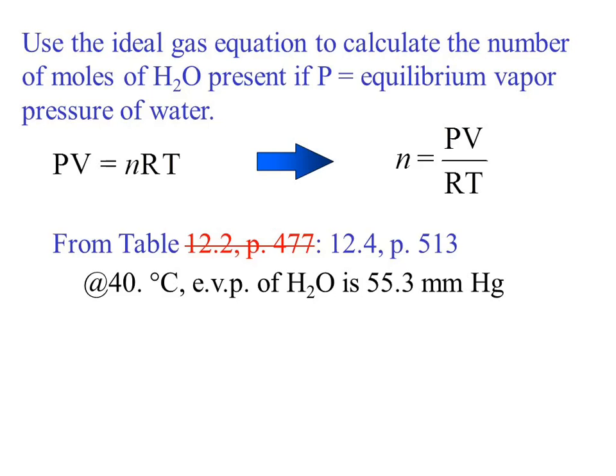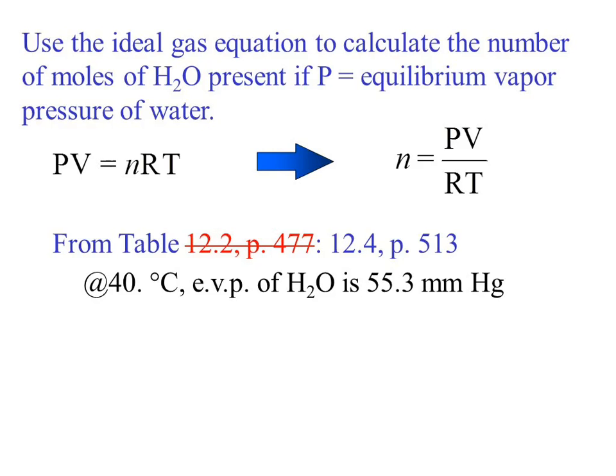Okay? So, I didn't catch the earlier one, but I caught this one. You went ahead and corrected where you find that table. Instead of 477, it is on page 513, and instead of being labeled 12.2, it's going to be 12.4. When you go to that, and like I said, you're going to want to do that for your homework, you're going to pick off the equilibrium vapor pressure of 55.3 millimeters of mercury. So we're going to use that as our pressure in our PV equals nRT.